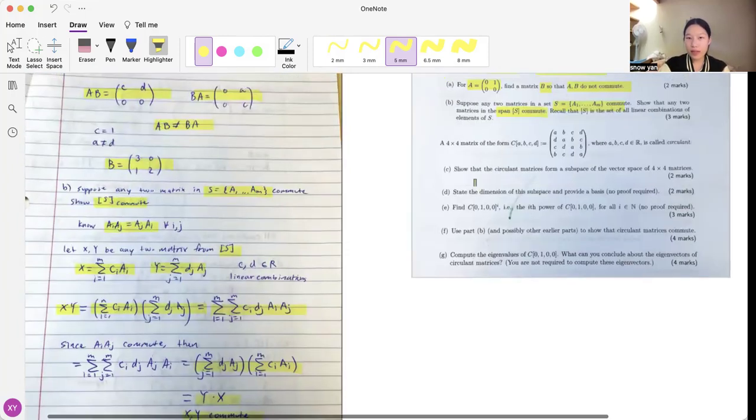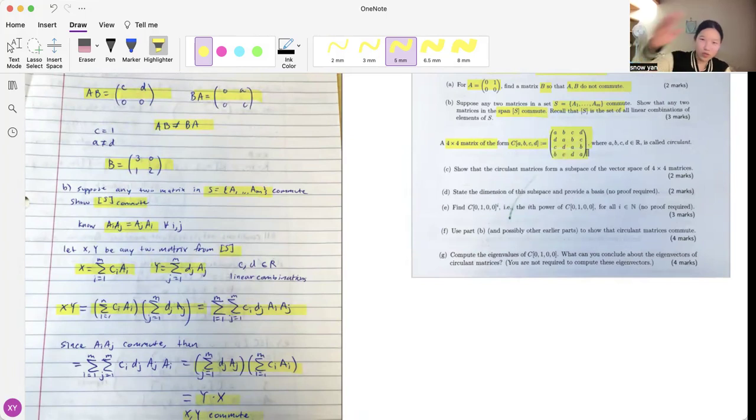Okay, so part C, let's see what it asks. Now we're given additional info: a 4 times 4 matrix C(a, b, c, d) is in this form, where everything is kind of diagonally striped, and a, b, c, d are in R. It's called circulant. Okay, so that's a new definition. Part C asks to show that the circulant matrices form a subspace of the vector space of 4 times 4 matrices. Okay, so we're just trying to show a subspace.